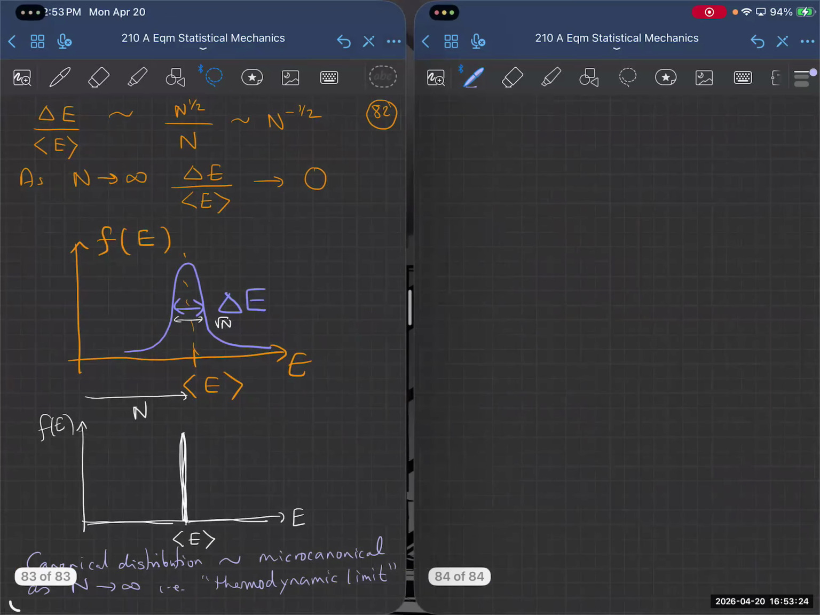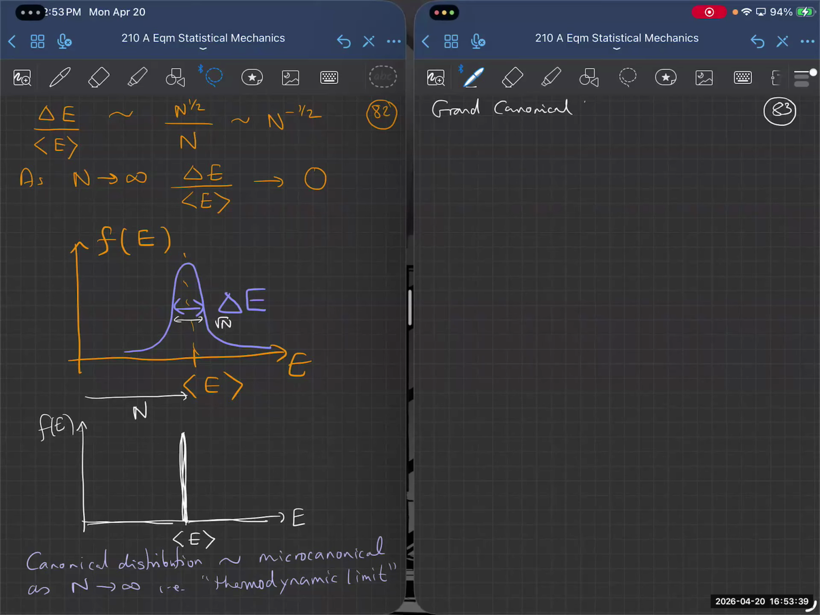Okay, any questions about that before I move on to the next topic? Andrew? The derivative of the expectation value with respect to beta, the connection we made to the heat capacity at constant volume. Is there a useful relationship linking the energy to the heat capacity at constant pressure?